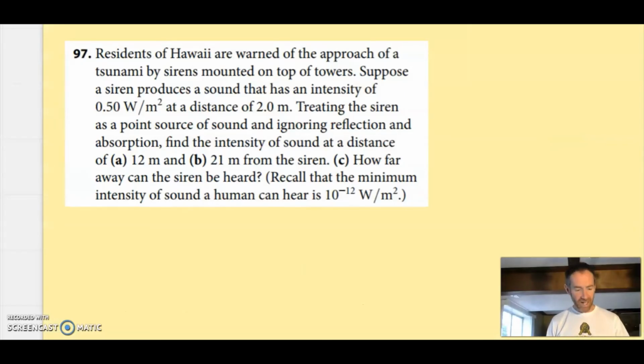All right, on 97, they talk about a warning system in Hawaii for tsunamis. It says, suppose a siren produces a sound that has an intensity of 0.5 watts per square meter at a distance of 2 meters away from it.